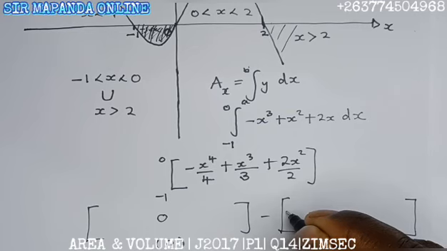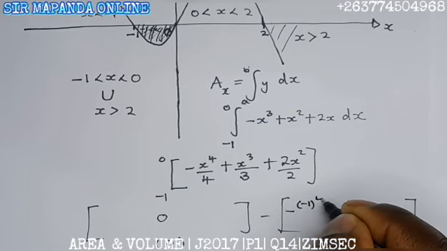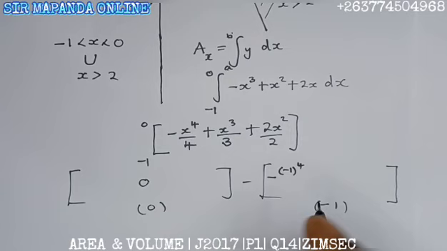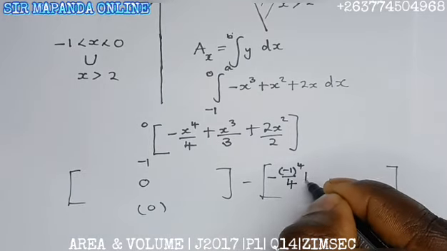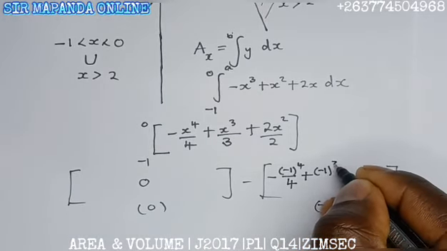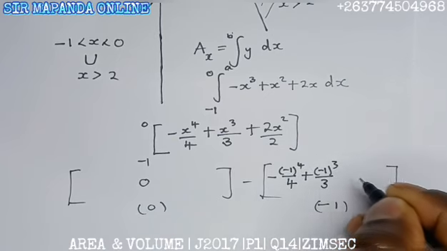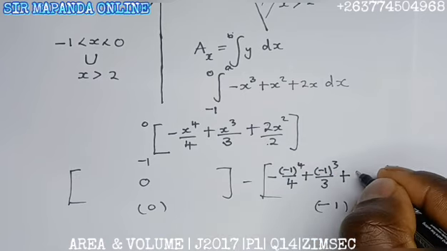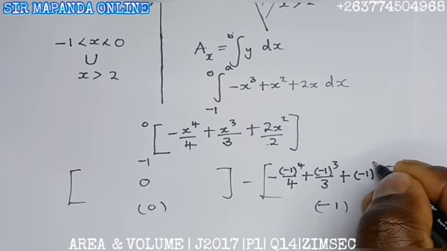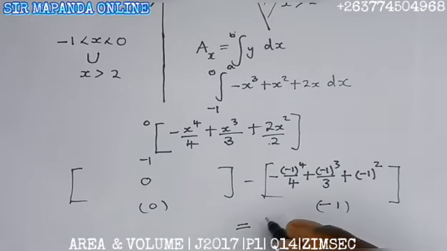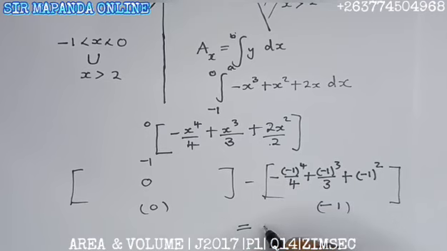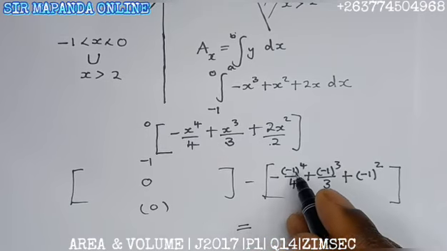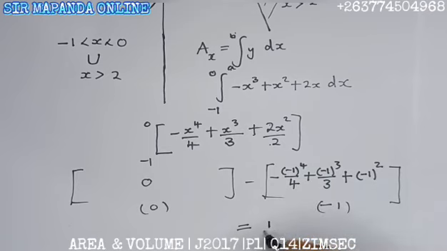You get -1 to the power of 4, right? Divided by 4 plus -1 to the power of 3 divided by 3 plus 2 and 2, they cancel off each other. So you have -1 squared. Firstly, we are going to say negative times negative. It gives you a positive result. -1 to the power of 4 is 1. So you have 1/4, right?